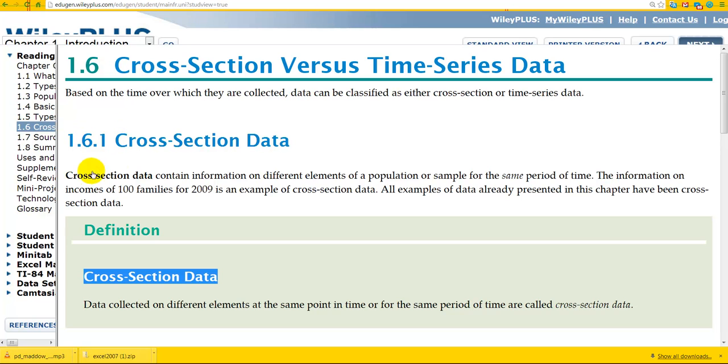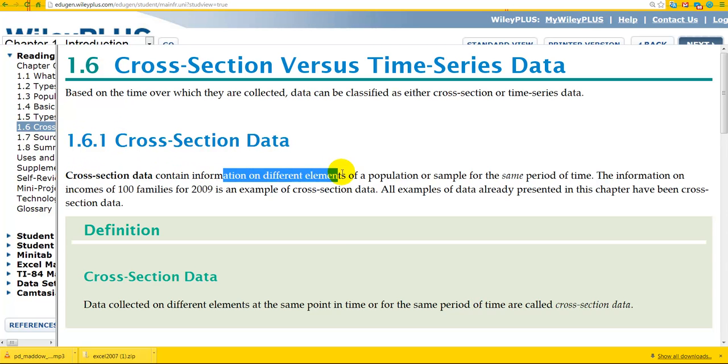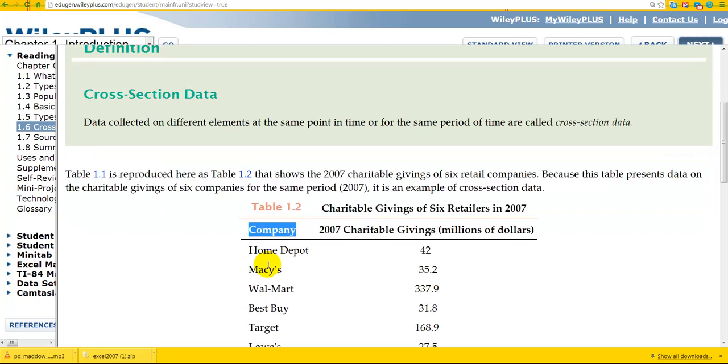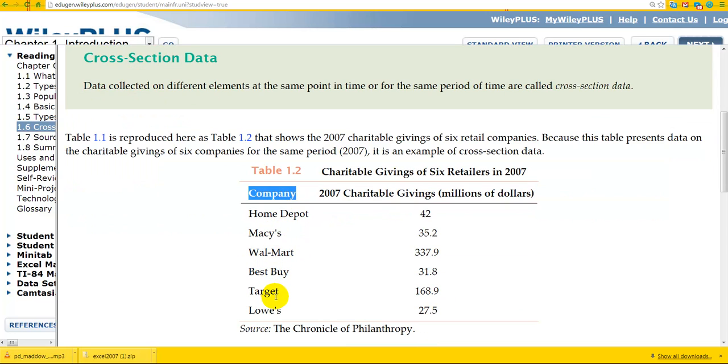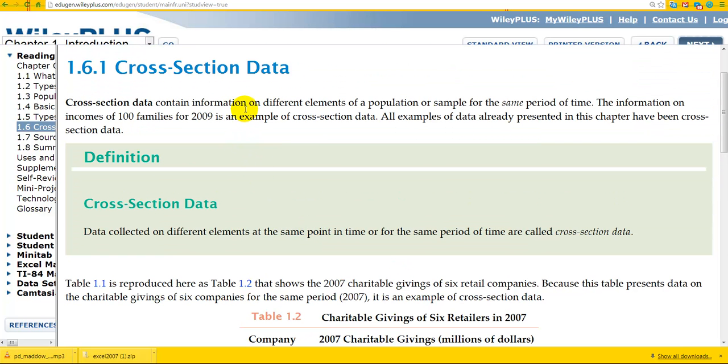Let's read what they say here. Cross-section data contains information on different elements of a population or sample for the same period of time. What does that mean, different elements? Remember? What do they mean by different elements? I mean that the company will be different for each observation. This observation, and this observation, and this observation. So the company is different. Okay, so that's what they said. Contain information on different elements, different companies of a population or sample. Could be population data or sample data. That's not important. For the same period of time. So that's important. It's over the same period of time. It's not over different times.